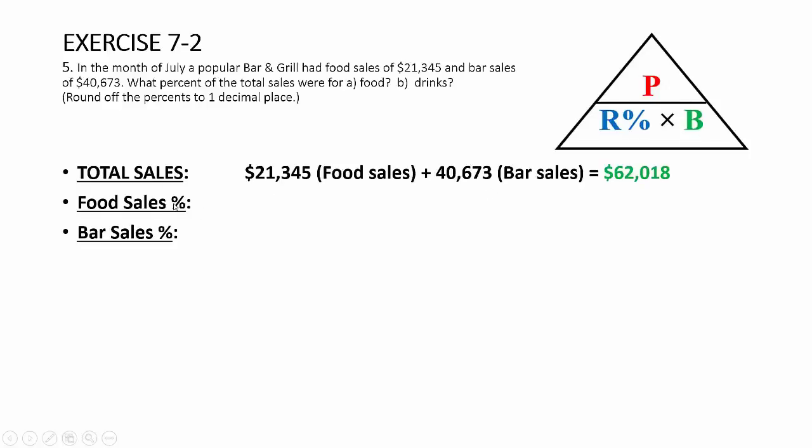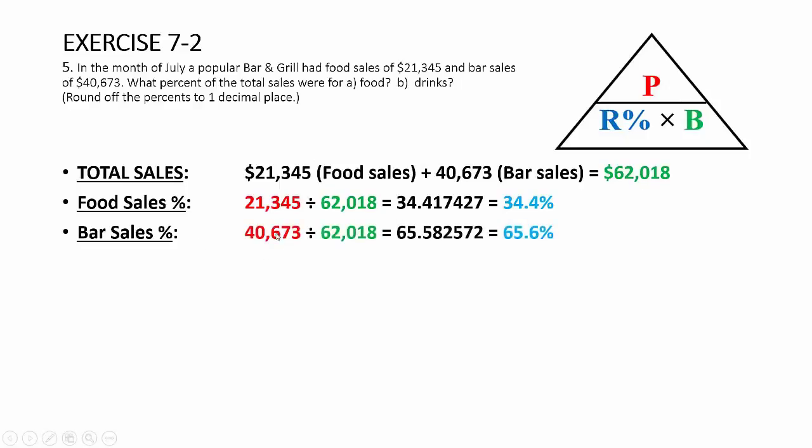So now we're going to look for the food sales percent. So we're going to take the food sales, and we're going to put it up here, and we're going to divide it by the total sales to get the percent of what that is. Very simple calculation. Food sales divided by total sales. Rounded off to one decimal place, we have 34.4%. Or in other words, our food sales accounted for 34.4% of our total sales.